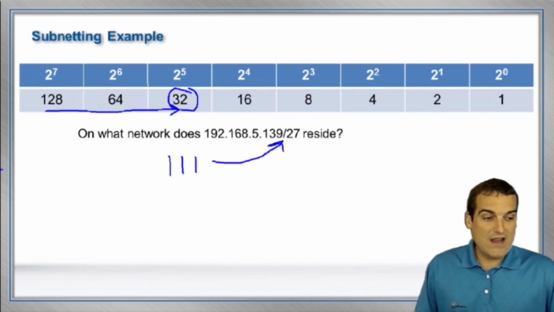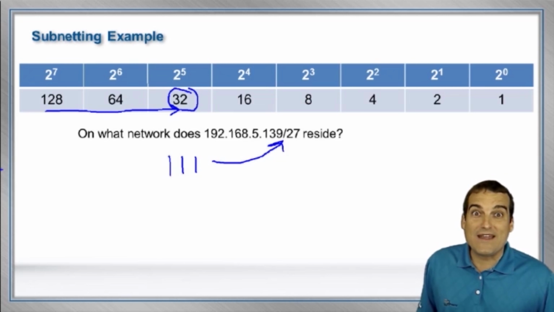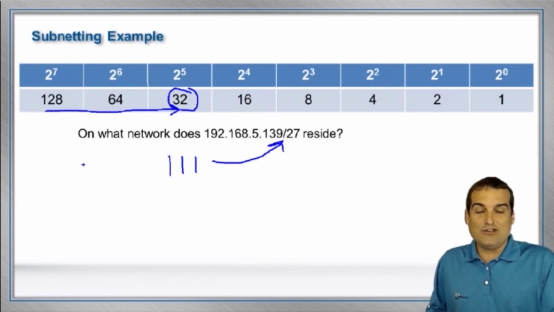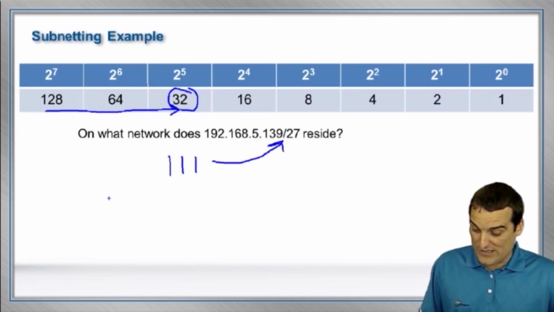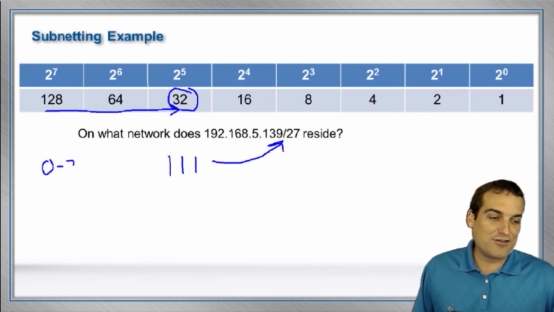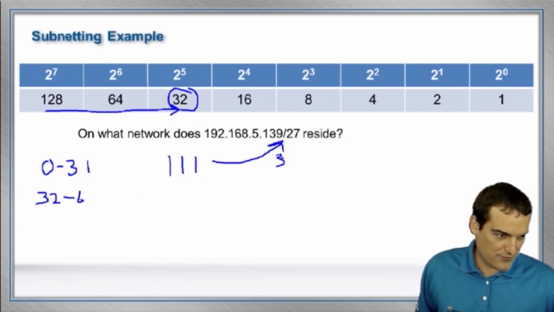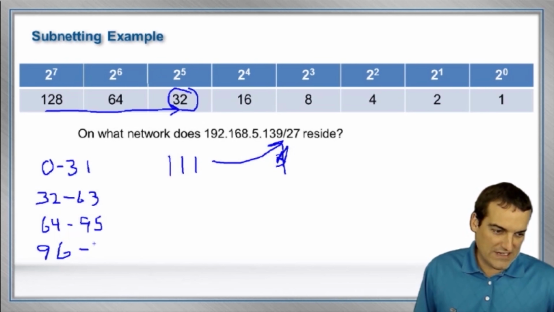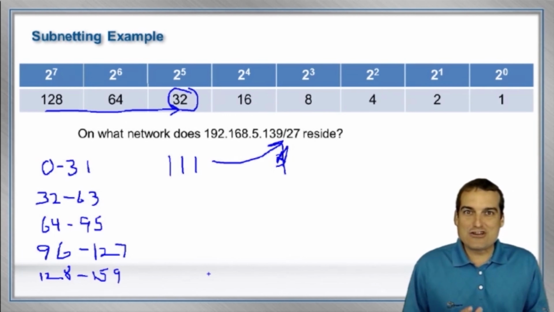That 32 is how our subnets increment. It always works. How many bits you steal, you go that deep into your conversion chart, and it always works. So our subnets are 0 to 31, 32 to 63, and then 64 up to 95, 96 up to 127, and then 128 up to 159. Unbelievable. That trick always works.